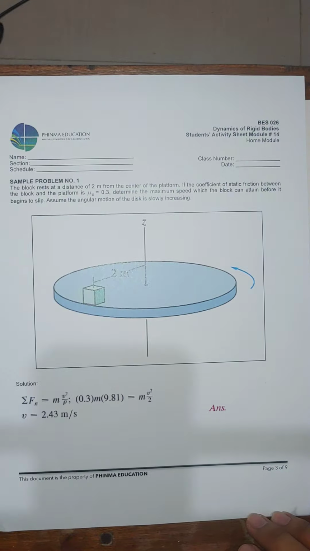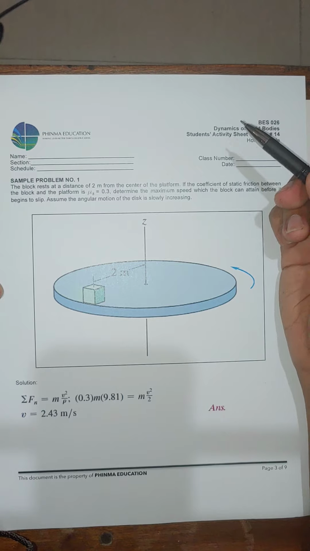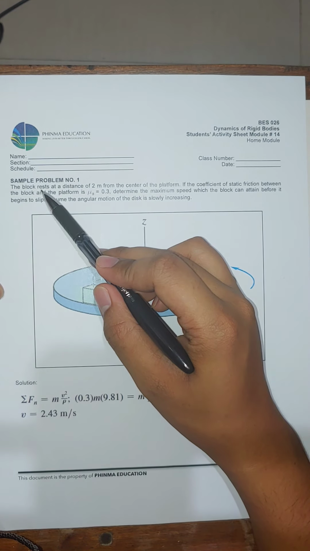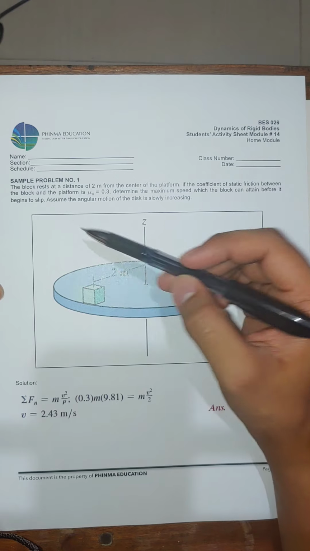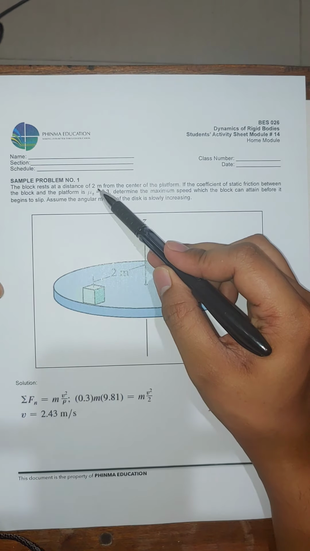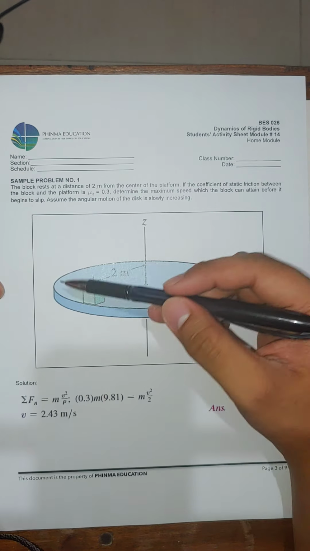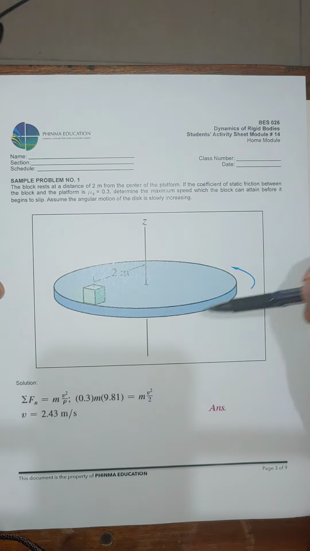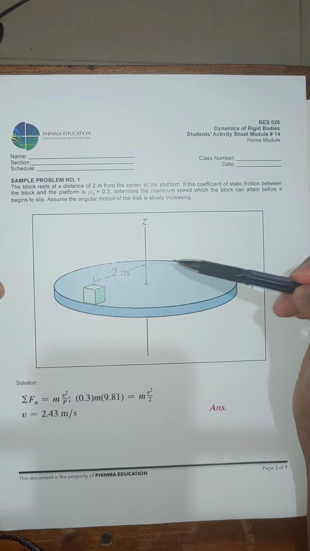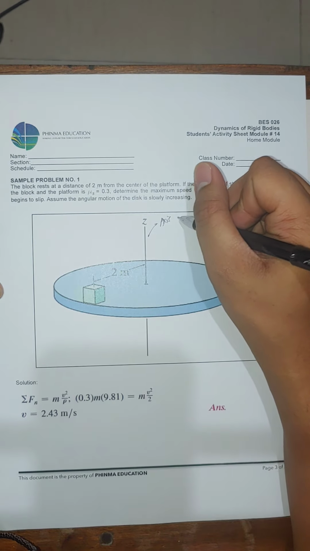Okay, so we have here our sample problem number 1. The block rests at a distance of 2 meters from the center of the platform. We need to take note of this. First, the block is at rest, so the initial velocity is 0. Its distance from the center of the platform is 2 meters. Its rotation is counterclockwise, which is a horizontal motion, not vertical. And this is the center, or what we call the axis of rotation.